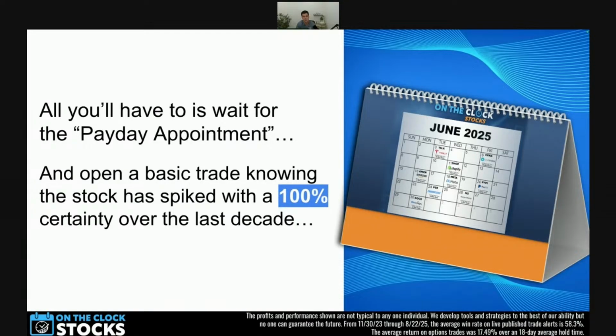Now, all you have to do is wait for that date to roll around and open a basic options trade, knowing the stock has spiked, spiked with 100% certainty over the last decade. I thought I had a sneeze coming there, but it fooled me.